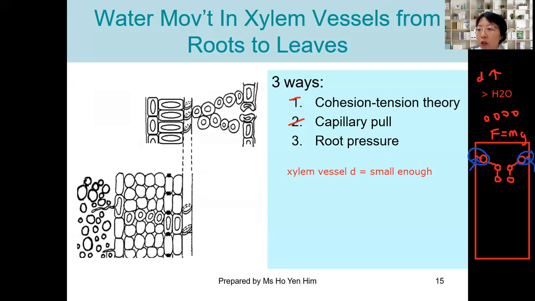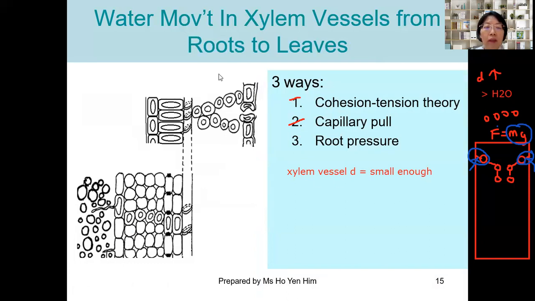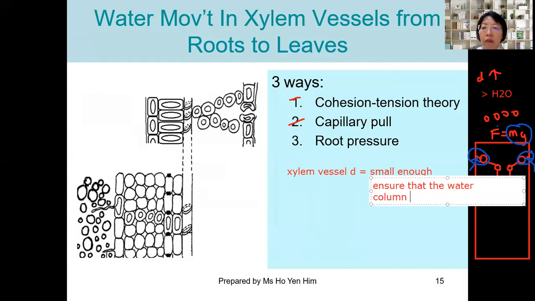It will not be strong enough to hold on to the mass of water molecules in the center when you have too many. That's why the diameter has to be small. Small enough for what purpose? Small enough to ensure that the water column will not break. Please add this into your notes: xylem vessel diameter must be small enough to ensure that the water column will not break.